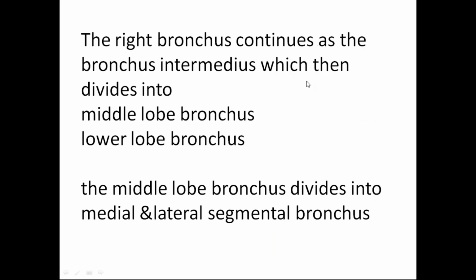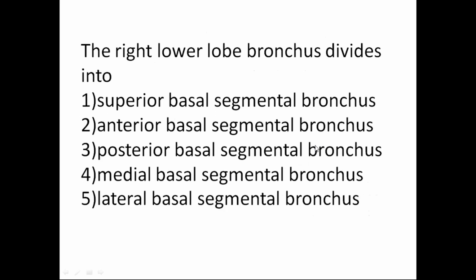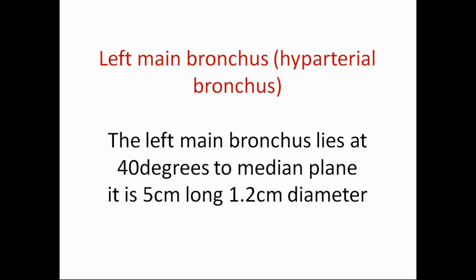The right main bronchus then continues as the bronchus intermedius, which then divides into middle lobe bronchus and lower lobe bronchus. The middle lobe bronchus divides into medial and lateral segmental bronchus. The right lower lobe bronchus divides into superior basal segmental bronchus, anterior basal segmental bronchus, posterior basal segmental bronchus, medial basal segmental bronchus, and lateral basal segmental bronchus.